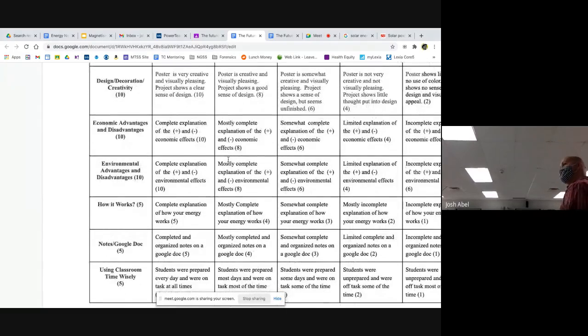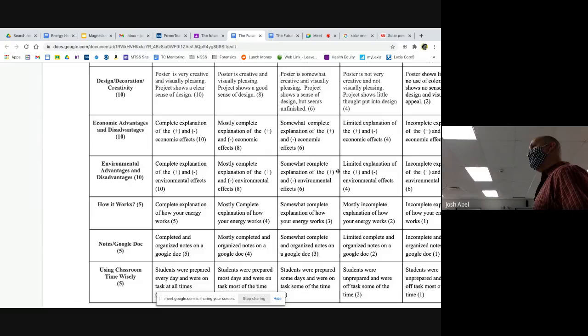The advantages and disadvantages. Notice it says complete explanation of the advantages and the disadvantages of the economy and the environment. Make sure you do both. Do not forget, make sure you do both. Notice, as the rubric goes down, mostly complete, somewhat complete, limited explanation, and so on and so forth. Questions about any of that stuff?